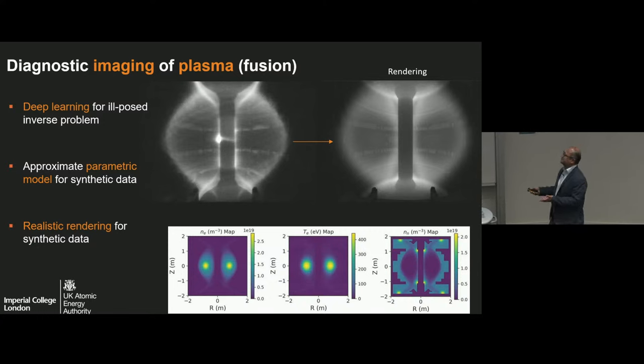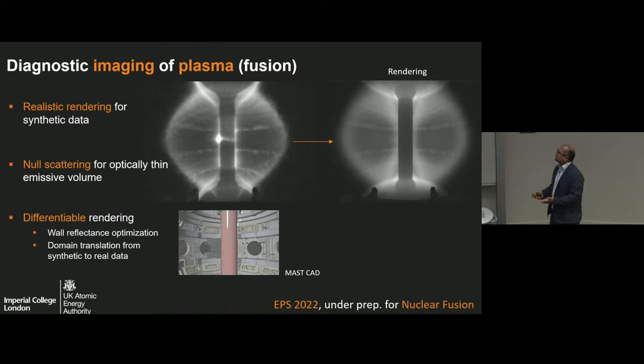And then there is the issue of doing realistic rendering of that synthetic data to produce an image that hopefully looks like a photograph. So there are things like null scattering of the optically thin emissive volume that we are looking at. We are doing differentiable rendering to optimize the CAD file that we've been given of the plasma chamber, essentially to optimize the wall reflectance parameters, and also doing domain translation to make our rendered images look like photographs of a machine vision camera with specific characteristics. So this is a hard problem.